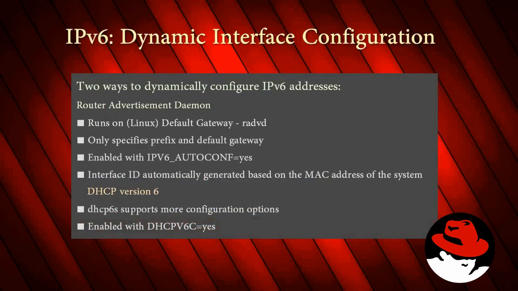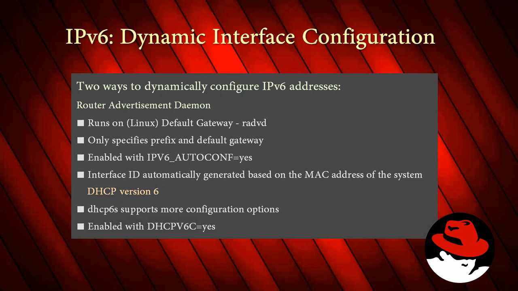Yes, the IPv6 configuration can be dynamically configured by using the router advertisement daemon or DHCP version 6. The router advertisement daemon runs on Linux, the default gateway, with RADVD. It only specifies prefix and default gateway. It is used to enable IP version 6 auto configuration. You have to define these variables as yes.